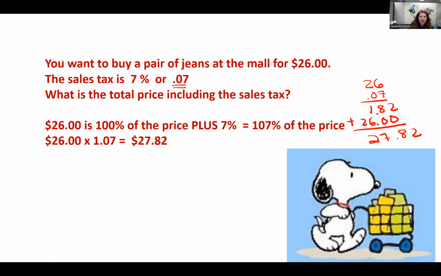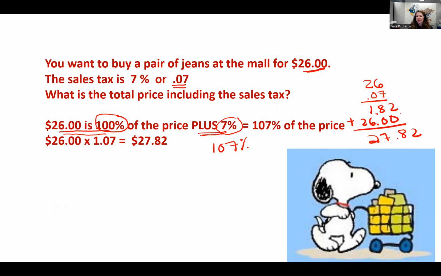But think about it this way. Think about that $26 for the jeans is 100% of the price, plus you have to pay 7% more for sales tax. And really what you're paying is 107% of $26. So if you'll think of that as 107%, this two-step equation becomes a one-step equation.